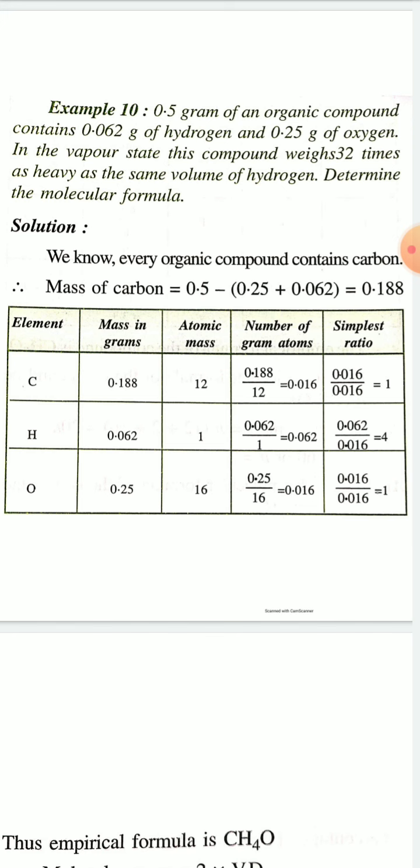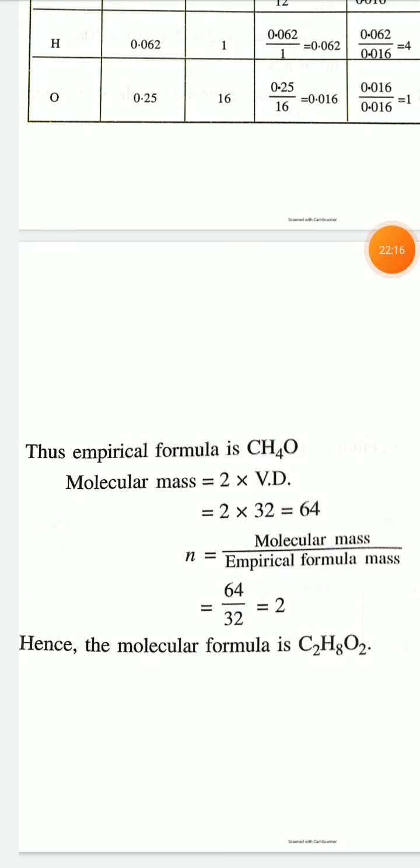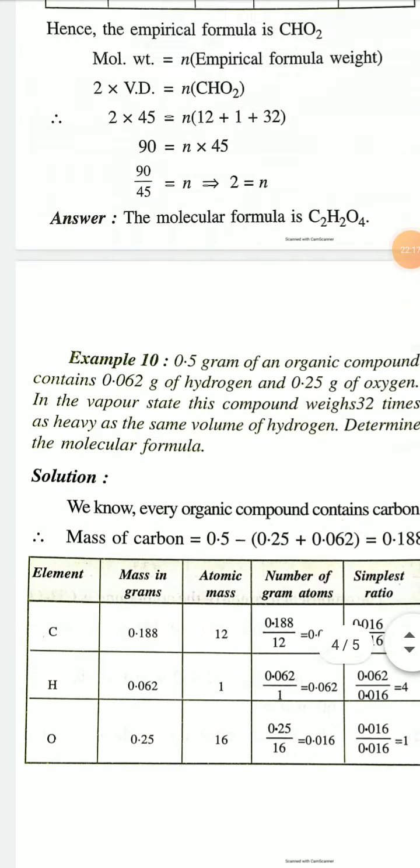To get the simplest ratio, the simplest ratio of carbon becomes 0.016 divided by 0.016, that is 1. The atomic ratio or simplest ratio of hydrogen becomes 0.062 divided by 0.016, that is nearly equal to 4. And the simplest ratio of oxygen is 0.016 divided by 0.016, that is 1. So the empirical formula of the compound becomes CH4O.